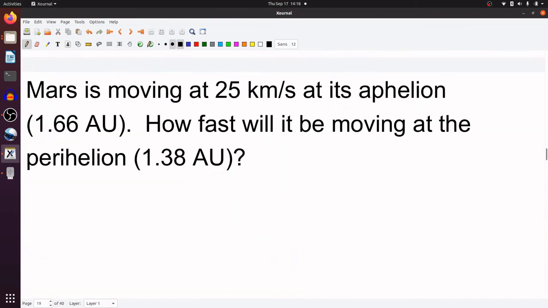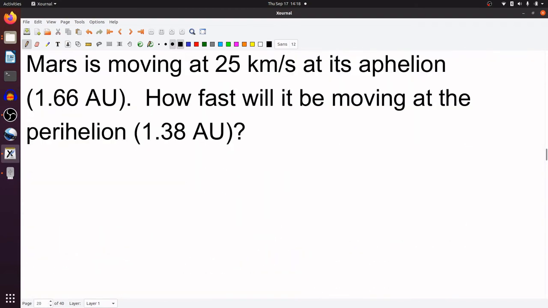And then another application for this is in planetary motion. You can use the conservation of angular momentum to figure out the speed of a planet as it rotates around the sun. Let's take Mars. Mars is moving at around 25 kilometers a second at its aphelion, basically the furthest point away from the sun. And that's about 1.66 AU. And if you recall, an AU is equal to 1.5 times 10 to the 11th meters. How fast is it moving at its perihelion?